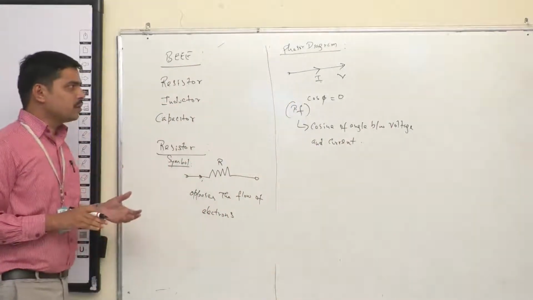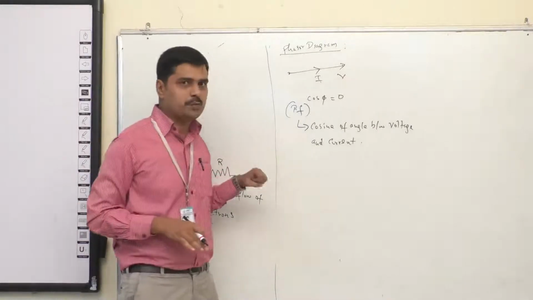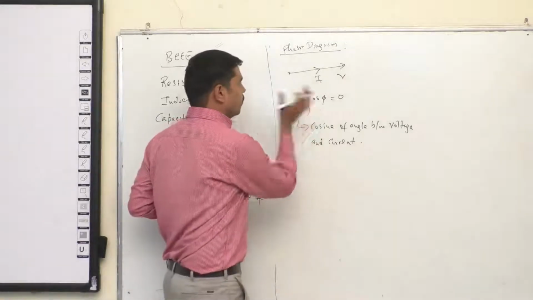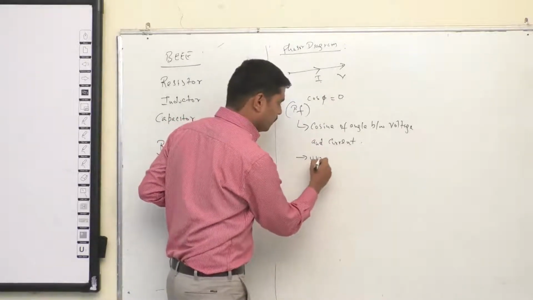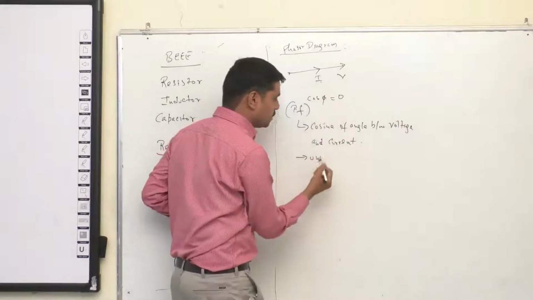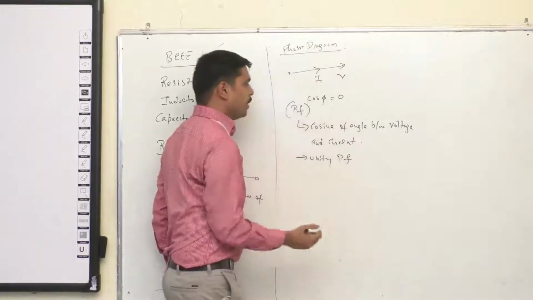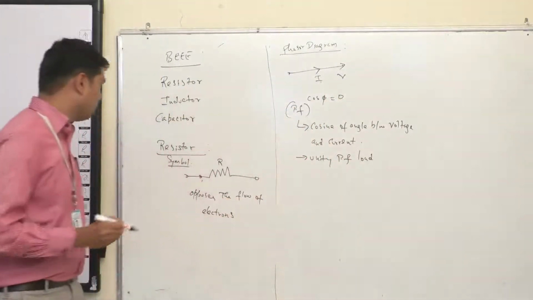If you see a resistor load, it only dissipates power in the form of heat. It does not have any storage property. It is only going to dissipate. So the power factor is unity, because the angle is 0 and cos 0 is 1. It is called a unity power factor load. All resistor loads are called unity power factor loads.